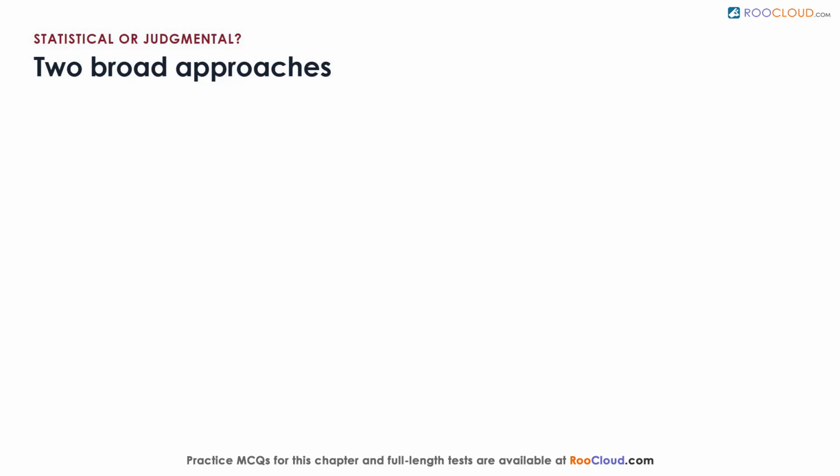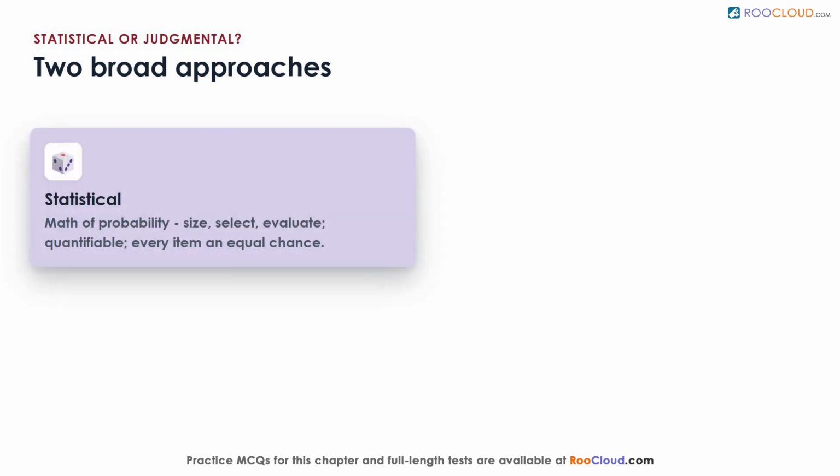What are the two broad approaches? The first is statistical sampling. It uses the math of probability. It calculates the size, selects the items, and evaluates results. Its results are mathematically quantifiable. For it to be statistical, every item needs an equal chance of selection.